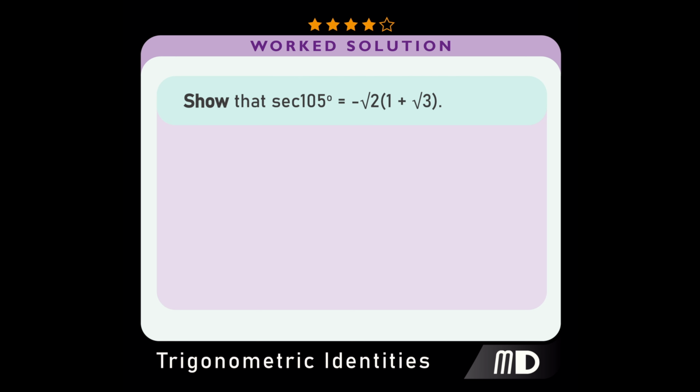Now in this video, we're going to answer the following question. Show that the secant of 105 degrees is equal to minus the square root of 2 multiplied by 1 plus the square root of 3.